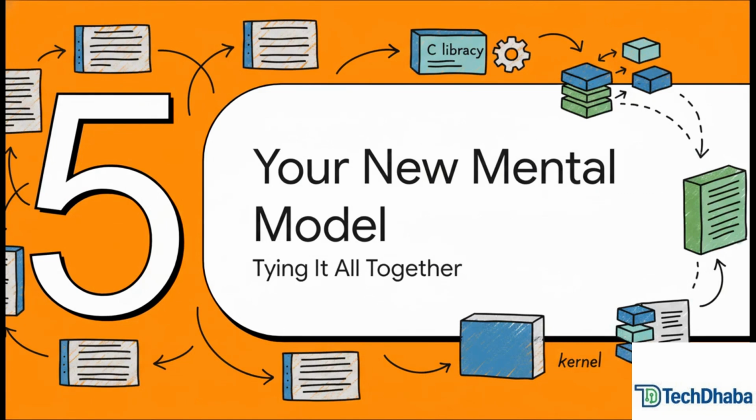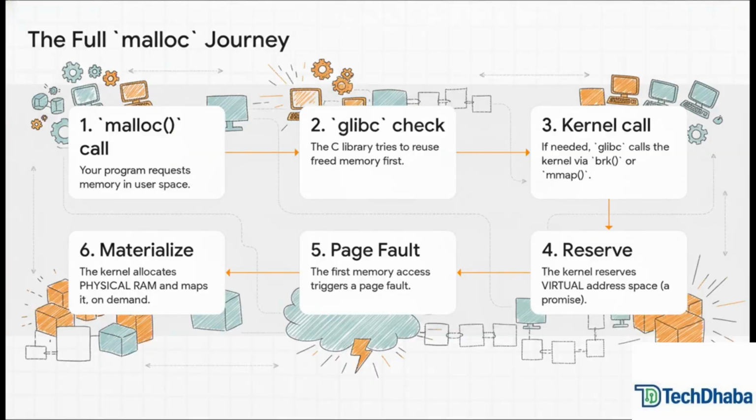Whew, okay, we have seen all the moving parts. Let's put this all together into a new mental model that actually makes sense, from top to bottom. So let's walk through the whole thing from start to finish. 1. Your program calls malloc. 2. glibc tries to find you some recycled memory. If it can't, 3. It calls the kernel with break or mmap. 4. The kernel reserves virtual address space. That's the promise. Then, 5. The very first time you try to write to that memory, it triggers a page fault. And finally, 6. The kernel catches that fault and allocates a real page of physical RAM, just in time.